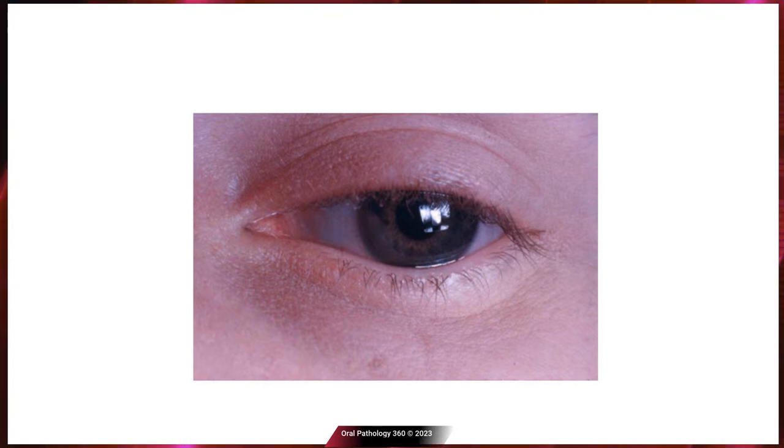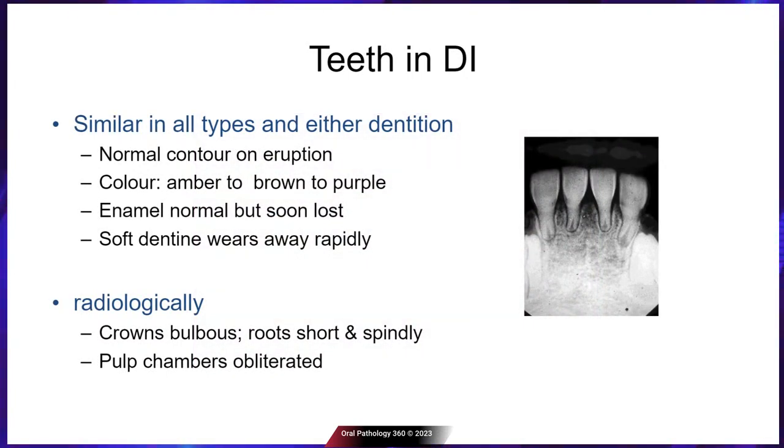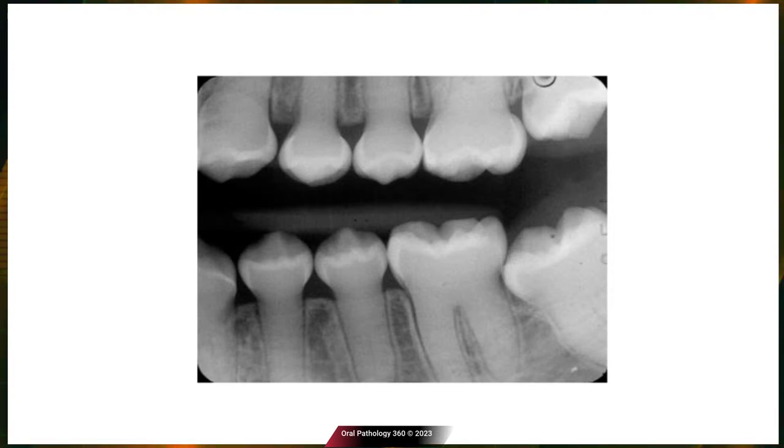So osteogenesis imperfecta is very well recognized in terms of the blue sclera associated with it. The teeth in dentinogenesis imperfecta tend to have a normal crown shape and size on eruption. The coloration, as I showed you in the clinical picture, is as you have seen: the enamel is lost and the soft dentine is worn away. Radiographically, they're quite abnormal in terms of the pulp and the root formation. The crowns may be slightly bulbous, but the roots tend to be short and spindly, and the pulp chambers are very often obliterated. As you can see in the bitewing radiograph here, rather bulbous crowns. You see the enamel is present. The roots are short and stubby, and there is obliteration of the pulp chamber.